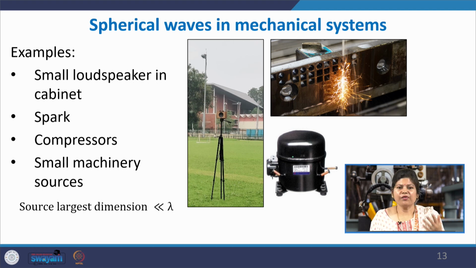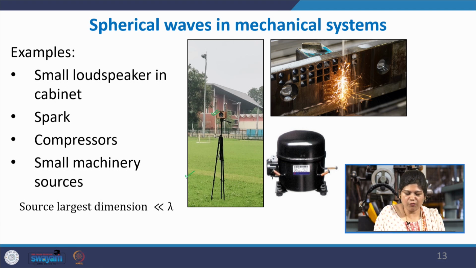So, at the very first I gave you the definition that if we have a point source which is vibrating uniformly all across its surface and it is radiating outwards, then it gives away spherical waves. Now, for example, let us say we have a boxed speaker, a speaker inside a cabinet. Here the diaphragm of the speaker is moving back and forth and it is generating a spherical wave.